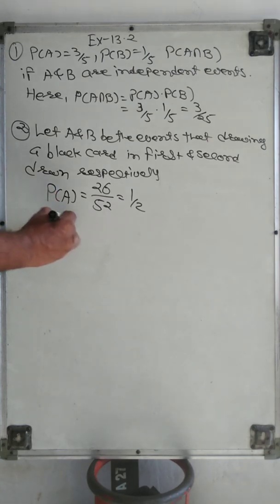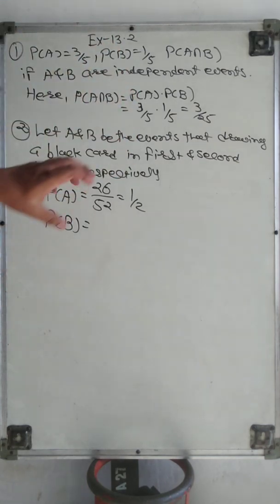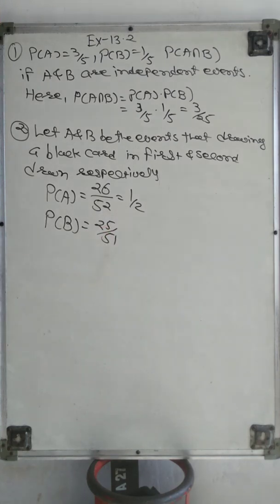Now P(B). Now one draw is completed, so we can say that one black card is removed from the total pack of 52 cards. So now remaining cards are 51 and remaining black cards are 25. So now the second is 25 upon 51, right? Remember this very carefully, that you drew one card from the pack, therefore one card is removed from the black cards as well as from the total cards.